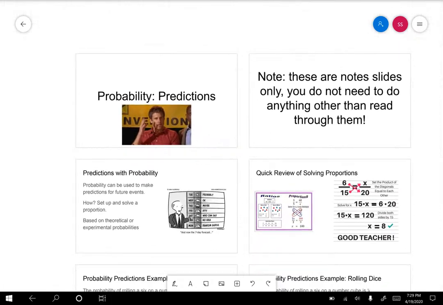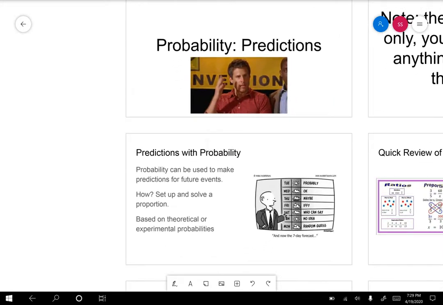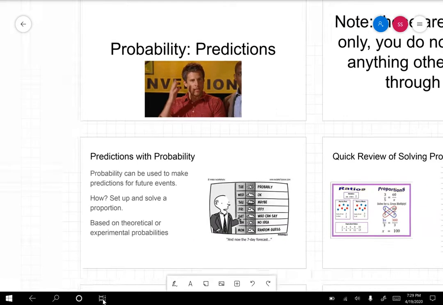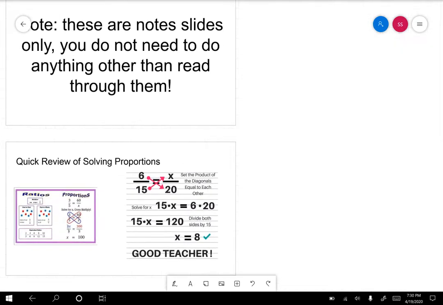Okay, so let's start with what are predictions with probability. Probability can be used to predict future events. How? By setting up and solving proportions. These are usually based on theoretical or experimental probabilities. So before I get into probability problems with prediction, I want to go over a quick review of how to solve proportions, because you'll need to know that or remember that for all of these problems.